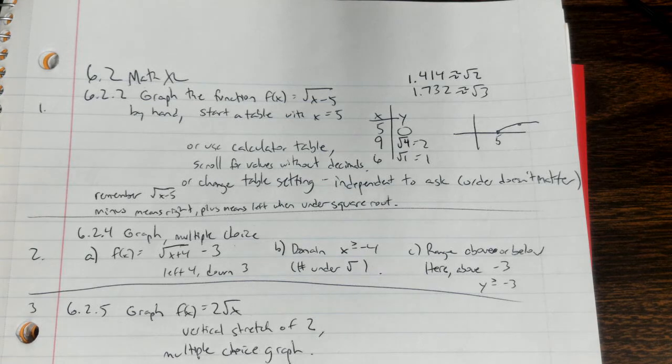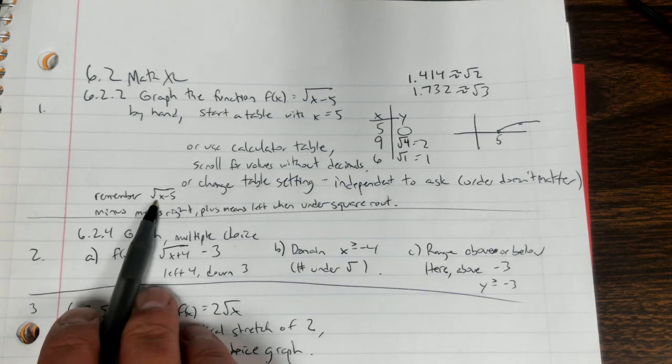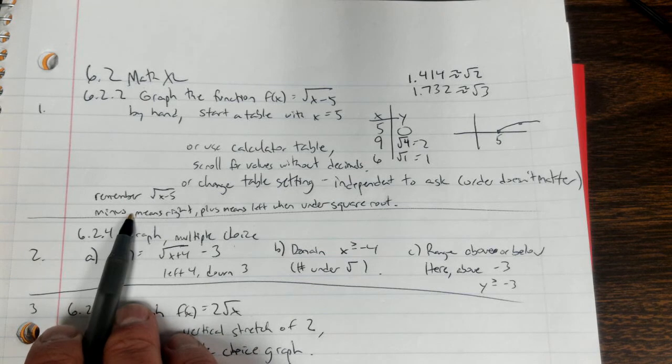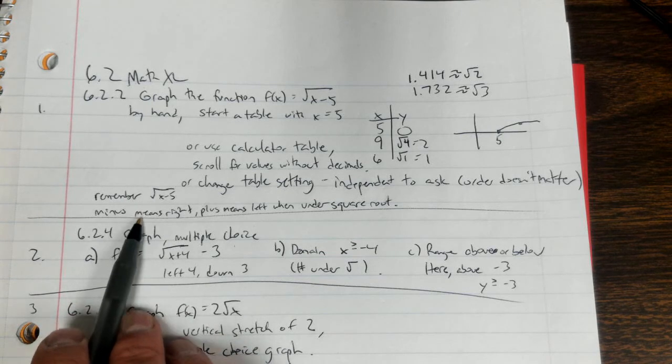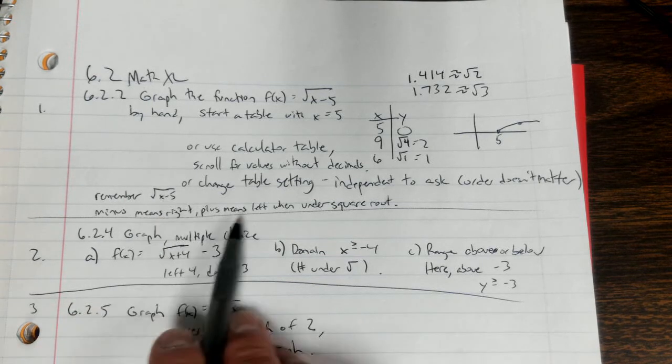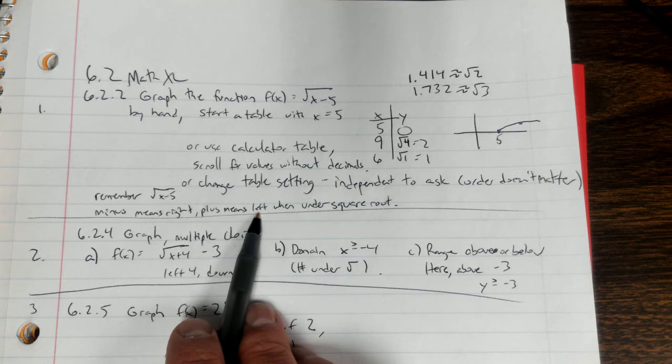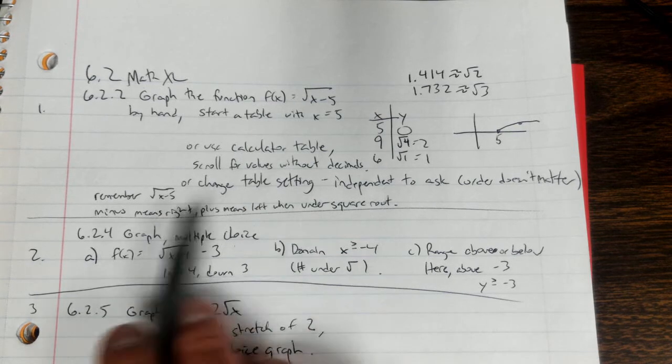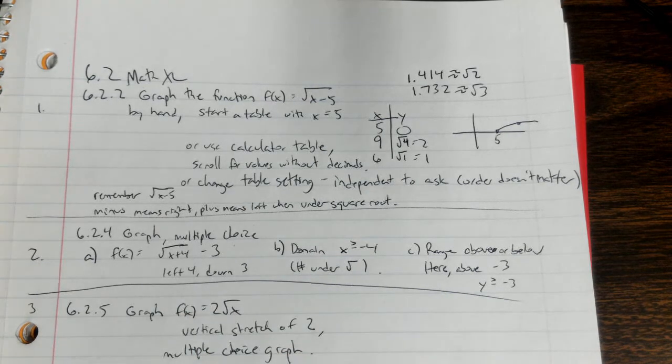Also, just remember basics like if it's the square root of x minus 5, the minus underneath there means right. If it were a plus, it would mean left. So again, that's when it's underneath the square root sign.